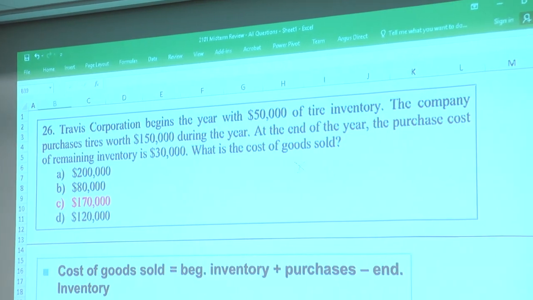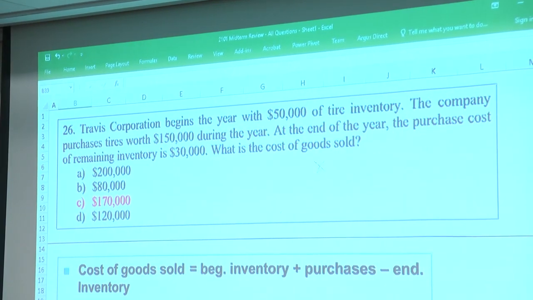Question 26. Travis Corporation begins the year with $50,000 of tire inventory. The company purchases tires worth $150,000 during the year. At the end of the year, the purchase cost of remaining inventory is $30,000. What is the cost of goods sold? Okay. So the next few questions are going to involve cost of goods sold. So I put the formula up here.